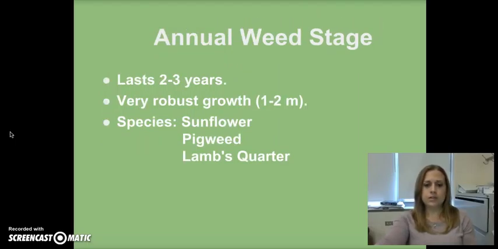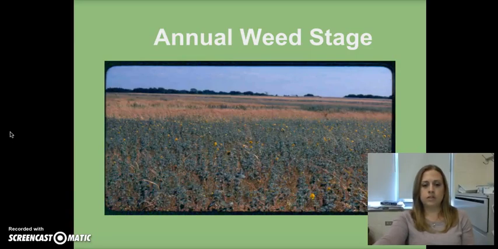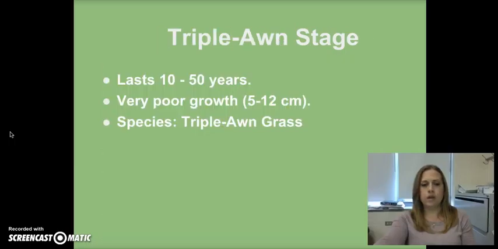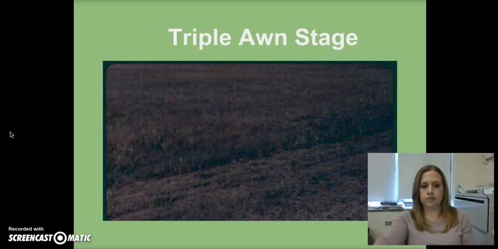The annual weed stage usually lasts about 2 to 3 years. You see very robust growth, and you tend to see species like sunflower, pigweed, and lamb's quarter. So this is an example of what it could look like. The next stage is going to be the triple awn stage. This is going to be about 10 to 50 years long, and it's actually very poor growth, and you're going to see a lot of triple awn grass.